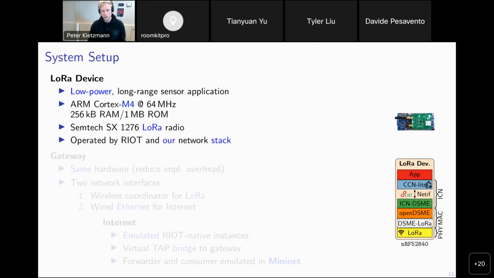On top of LoRa, the DSME LoRa adaptation layer and OpenDSME, an open access MAC implementation, handle media access and operate the sensor node as a reduced function device, which synchronizes to the DSME slot frame structure indicated by a coordinator. ICN DSME is a simple mapping of ICN packets onto DSME. And finally, on top of the RIOT network interface, we use CCN-Lite as a network stack and integrate protocol extensions in there.